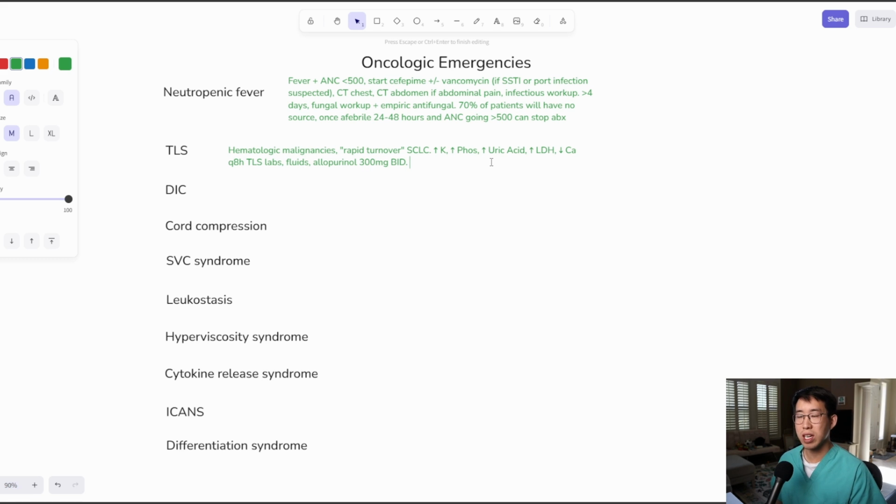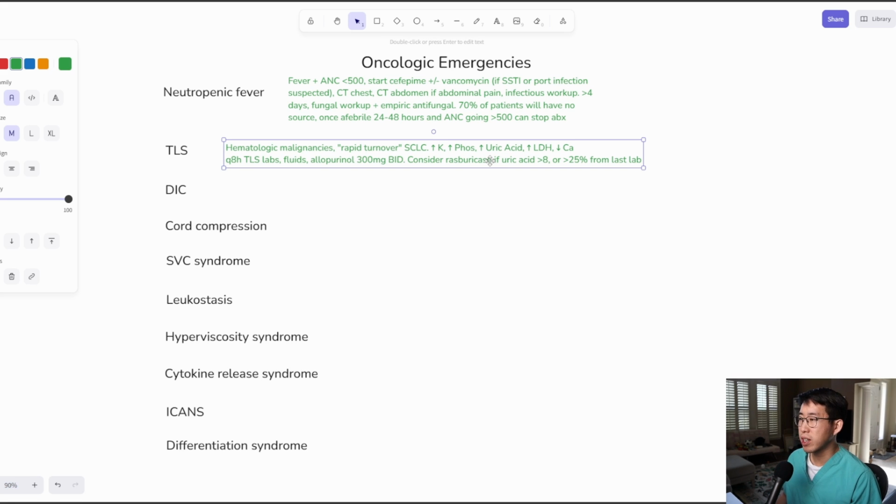Now, what should you do if their uric acid level is becoming extremely elevated, and this puts you at very high risk for developing an AKI? Then a medication you can consider at that point is rasburicase if uric acid is greater than 8, or the uric acid level is greater than 25% from the previous lab check. How does rasburicase work? Well, it basically catalyzes the conversion of uric acid into allantoin, and basically that helps you to be able to safely get rid of the uric acid and excrete it.